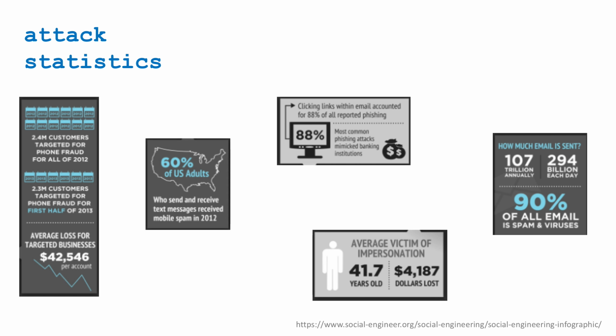These graphics from socialengineer.org show how much of a danger social engineering attacks can be. One statistic that really stands out in this slide is that 90% of all email is spam and viruses. And therefore, it's actually not as surprising to hear that 88% of all reported phishing can be accounted for through email links. The average victim of impersonation is 41.7 years old, and they lost $4,187 on average. 60% of US adults who send and receive text messages also received mobile spam.